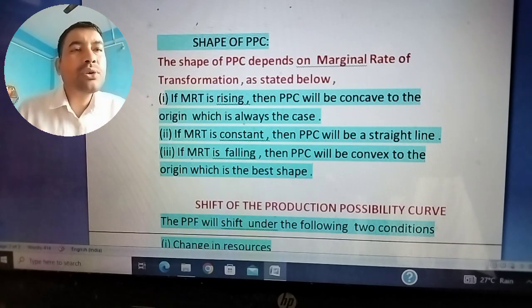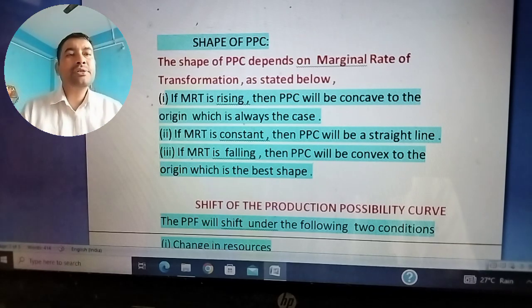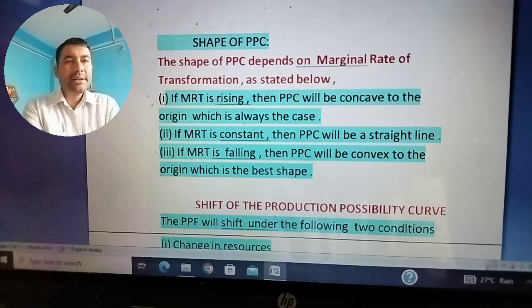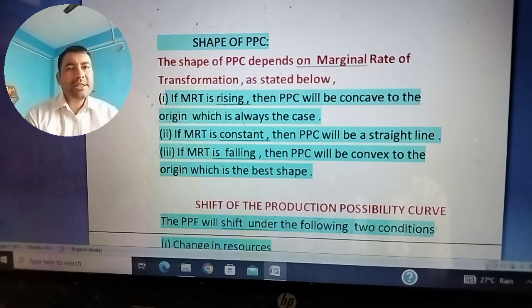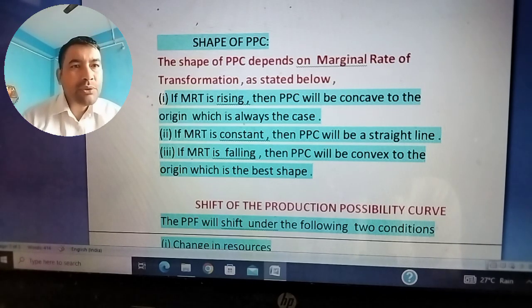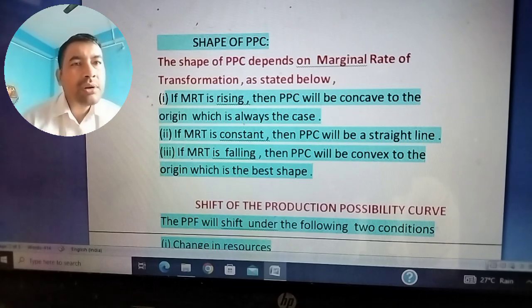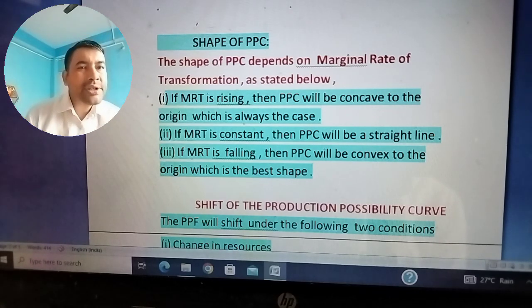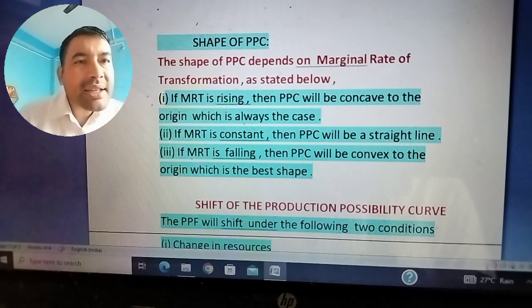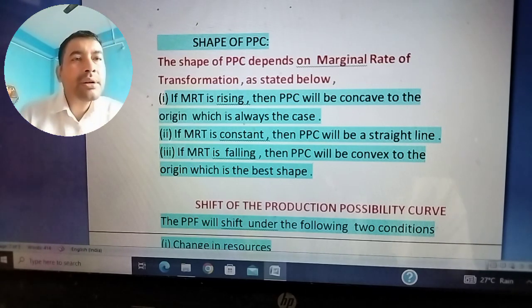The shape of PPC depends on the marginal rate of transformation, or MRT, as stated below. As the MRT rises, as we keep on producing more of one commodity by sacrificing another commodity, then PPC will be concave to the origin, which is always the case. So the shape of PPC is always concave. If the marginal rate of transformation keeps on rising, then definitely the production possibility curve will be concave to the origin.